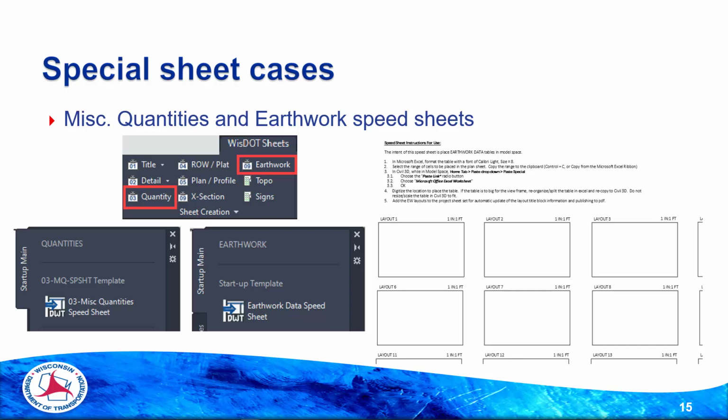I've got an example of both there. Click on the O3 miscellaneous quantities speed sheet or the earthwork data speed sheet. Now, in both of these, the boxes will be there, and above that are some instructions for use. This is kind of the old style way to use them. Still available, you're still able to use it. This is where you link information from Excel spreadsheets into those boxes.